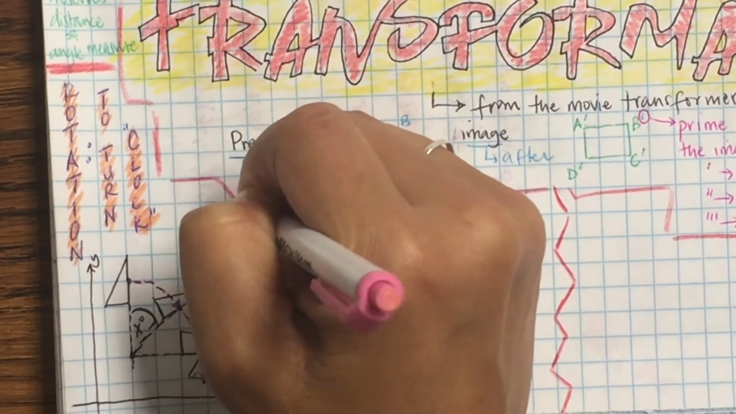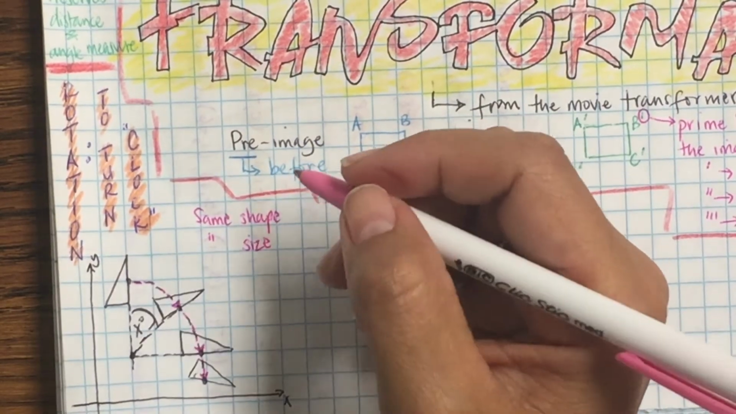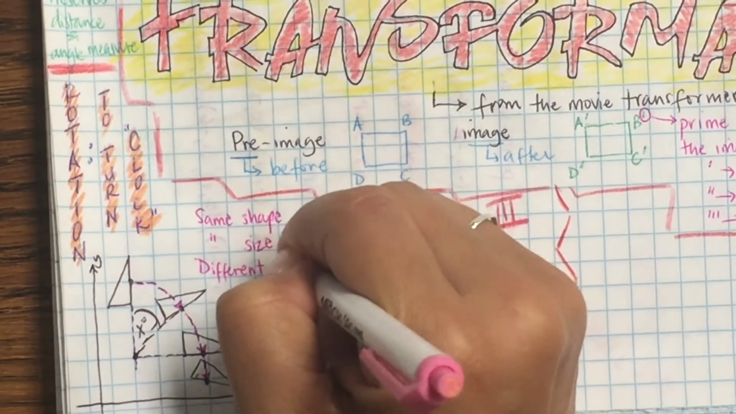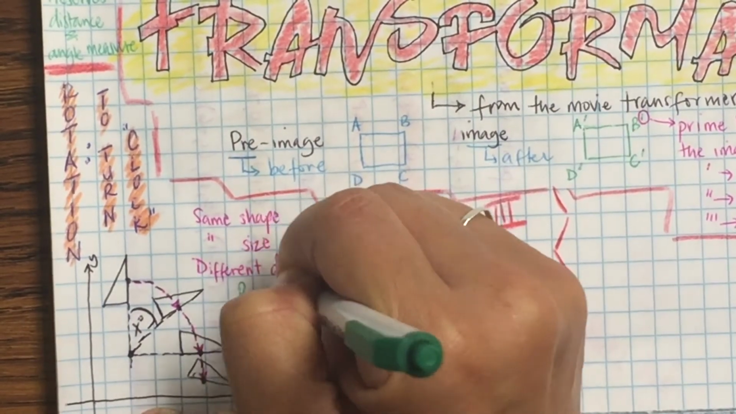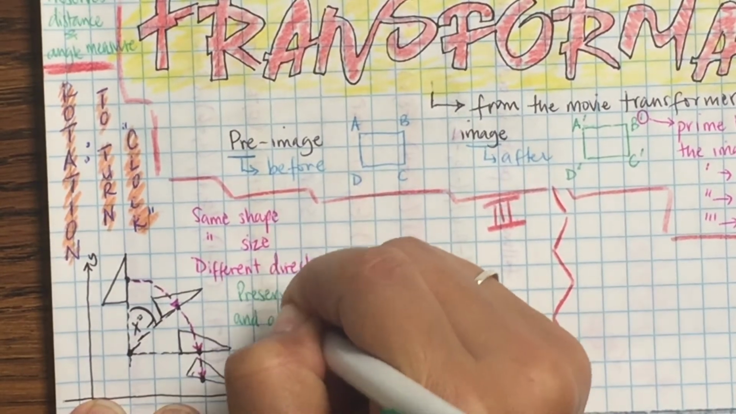Alright, so what can you see? Same shape again, right? Same size. Just in a different direction because it's not standing straight anymore. Alright, and again, what does that mean? It preserves the distance and the angle measure of the shape because the shape has not changed. The angles have not changed.